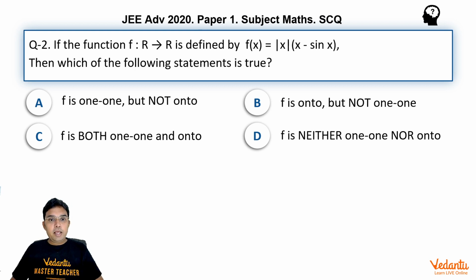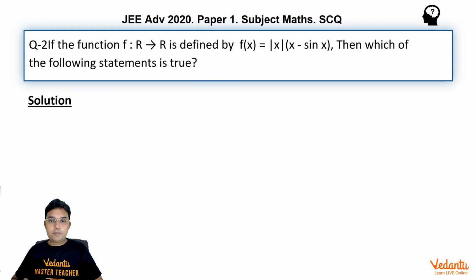If the function f from R to R is defined by f(x) = |x|(x - sin x), then which of the following statements is true? F is one-one but not onto, f is onto but not one-one, f is both one-one and onto, f is neither one-one nor onto. Let us see how to solve this.